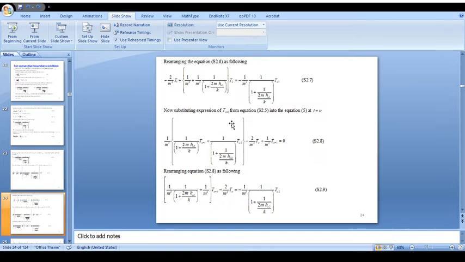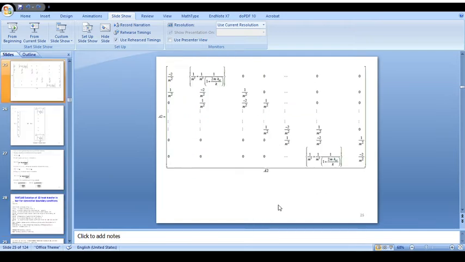Now we can substitute Tn plus 1 into equation 5, which we wrote a long time back, at i equal to n. We can rearrange that, we can get this, and finally we can rearrange this. So this is your equation here. This is practically the temperature Tn plus 1, so this is the boundary temperature again. So we will write it in the matrix format here.